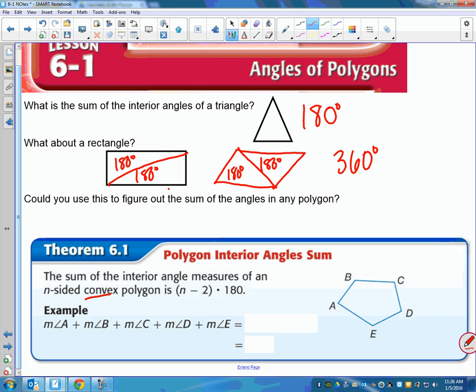So if I had this polygon here, which is 1, 2, 3, 4, 5-sided, also called a pentagon, we could take 5 minus 2 times 180, or 3 times 180, which would be 540 degrees. And every 5-sided shape has an interior angle sum of 540 degrees.